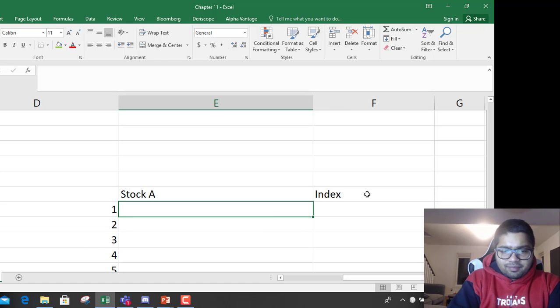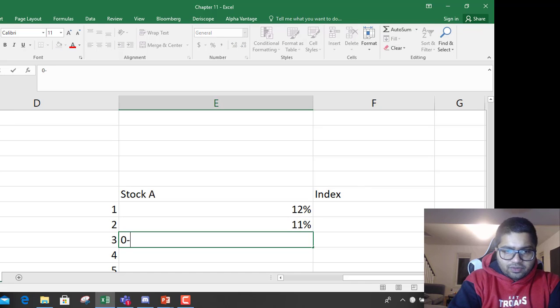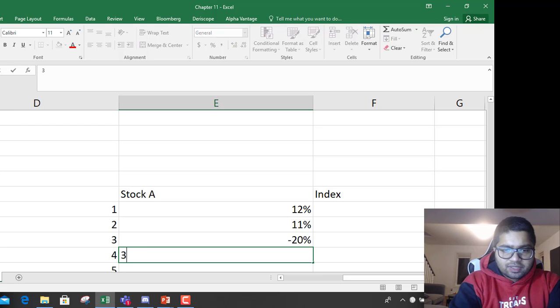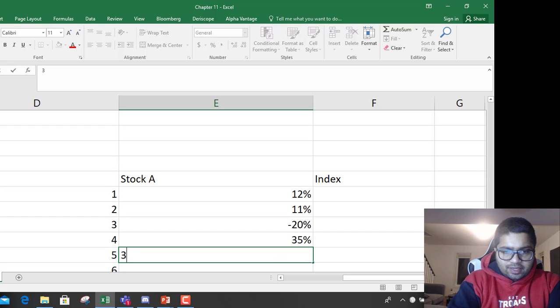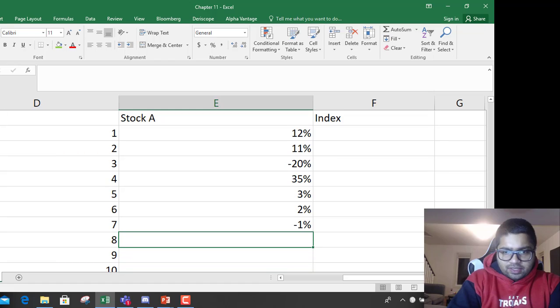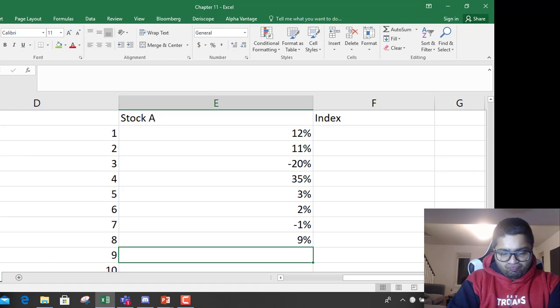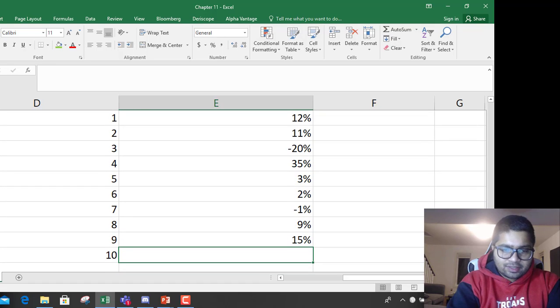I'm just putting some random numbers for the stock returns: 12%, 11%, minus 20%, 35%, 3%, 2%, minus 1%, 9%, 15%, and let's say 6%.